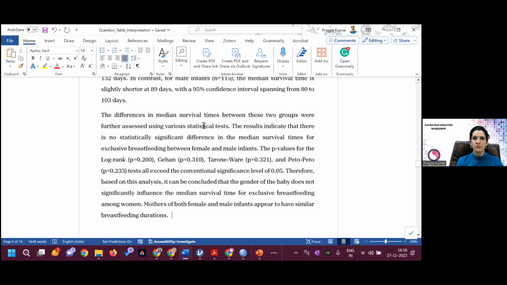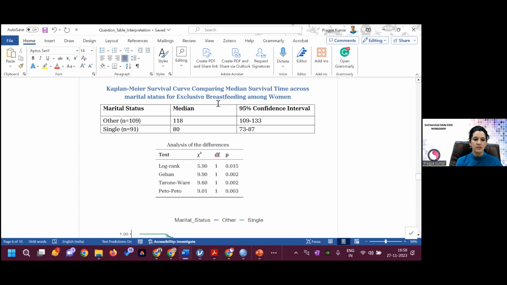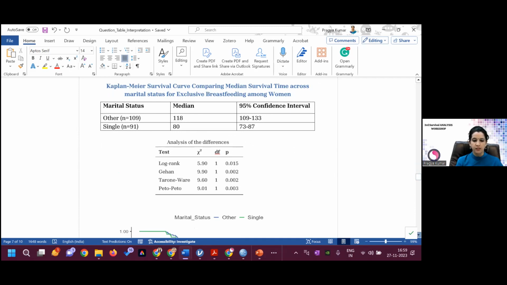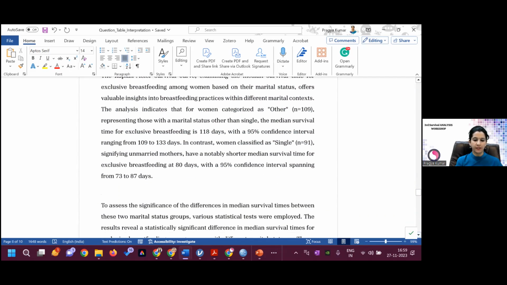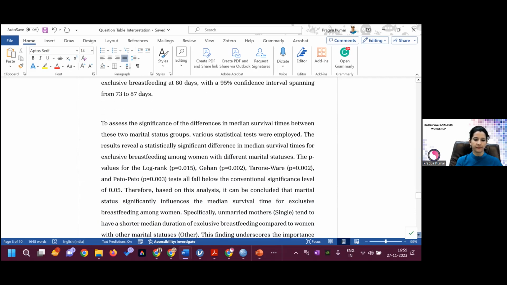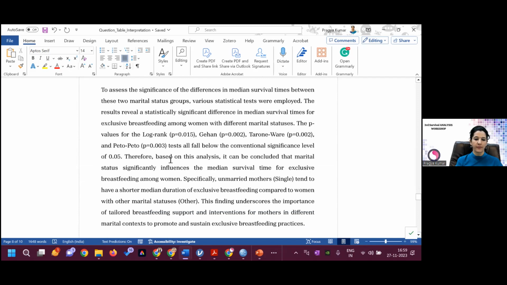So thank you so much. This was one of the interpretations. Now, for the other one, this is marital status, where single means unmarried and other means married. And this was the median survival, but it was significant. So you will see that here I have written the same sort of write-up, but here you can see that, therefore, based on this analysis, it can be concluded that marital status significantly influenced the median survival time for exclusive breastfeeding, especially among the unmarried mothers.